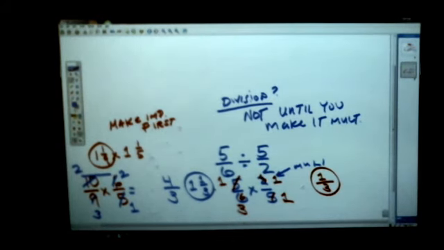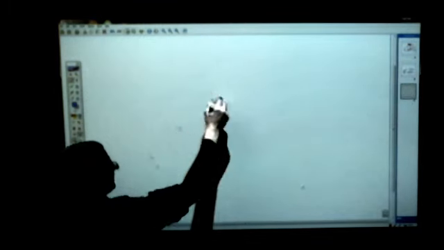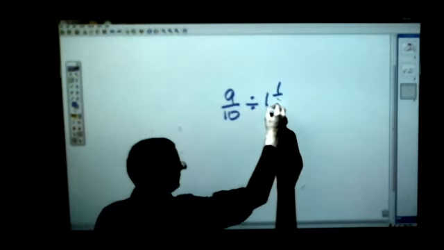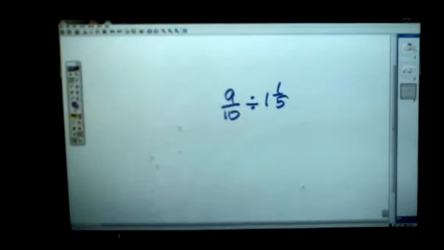You definitely want to reduce anytime you can before you multiply. So anytime you can use that, that'd be good. Let me give you one and you see if you get 9/10 divided by 1 and 1/5. 9/10 divided by 1 and 1/5. Do that problem for me, please. Cross cancel where appropriate, however it's appropriate.